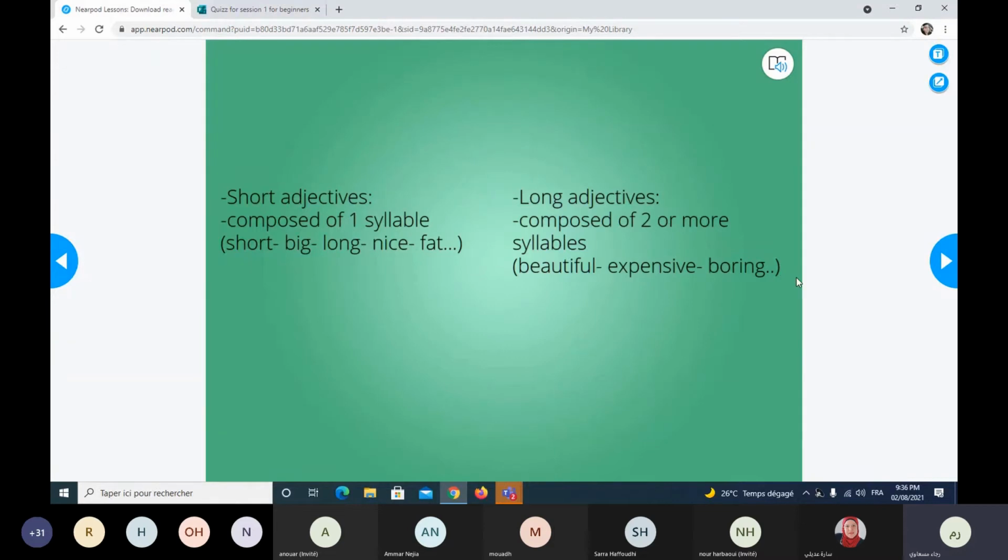Can anyone give me a short or long adjective, please? Raise your hands if you want to participate. Give me an example of a long or short adjective. Yes, go ahead. The short adjective is just one syllable. Tall is a short adjective. Very good. Tall. Thank you.